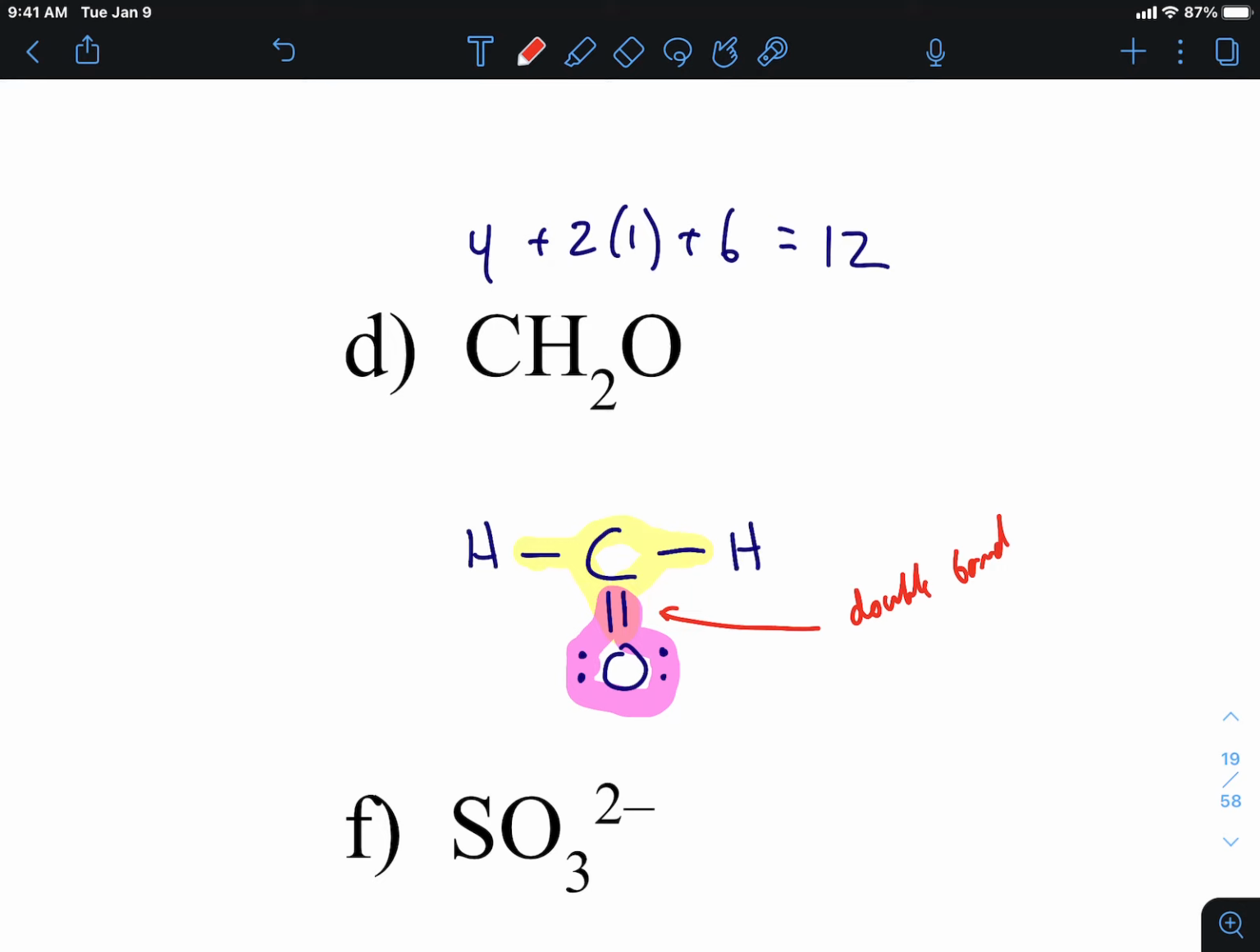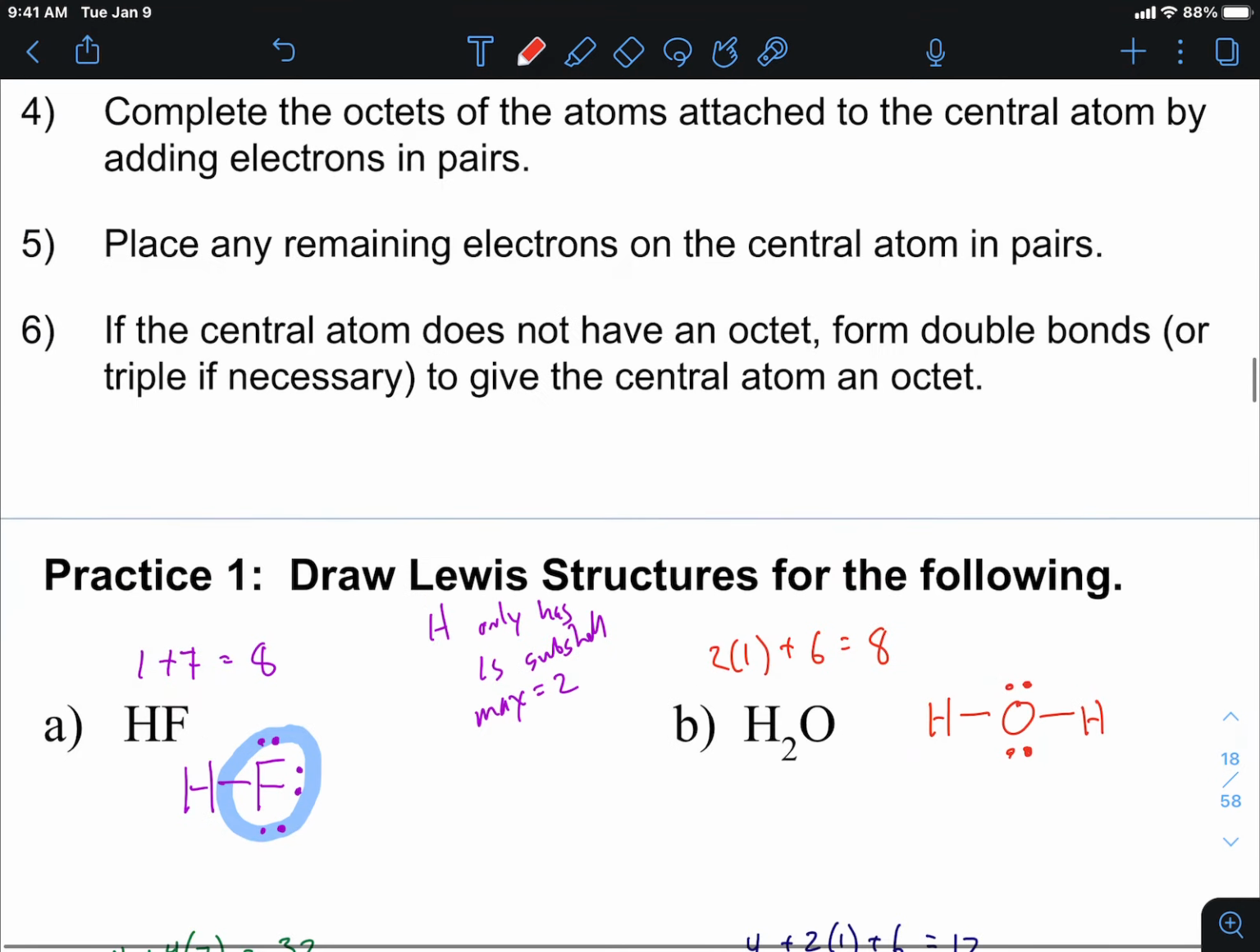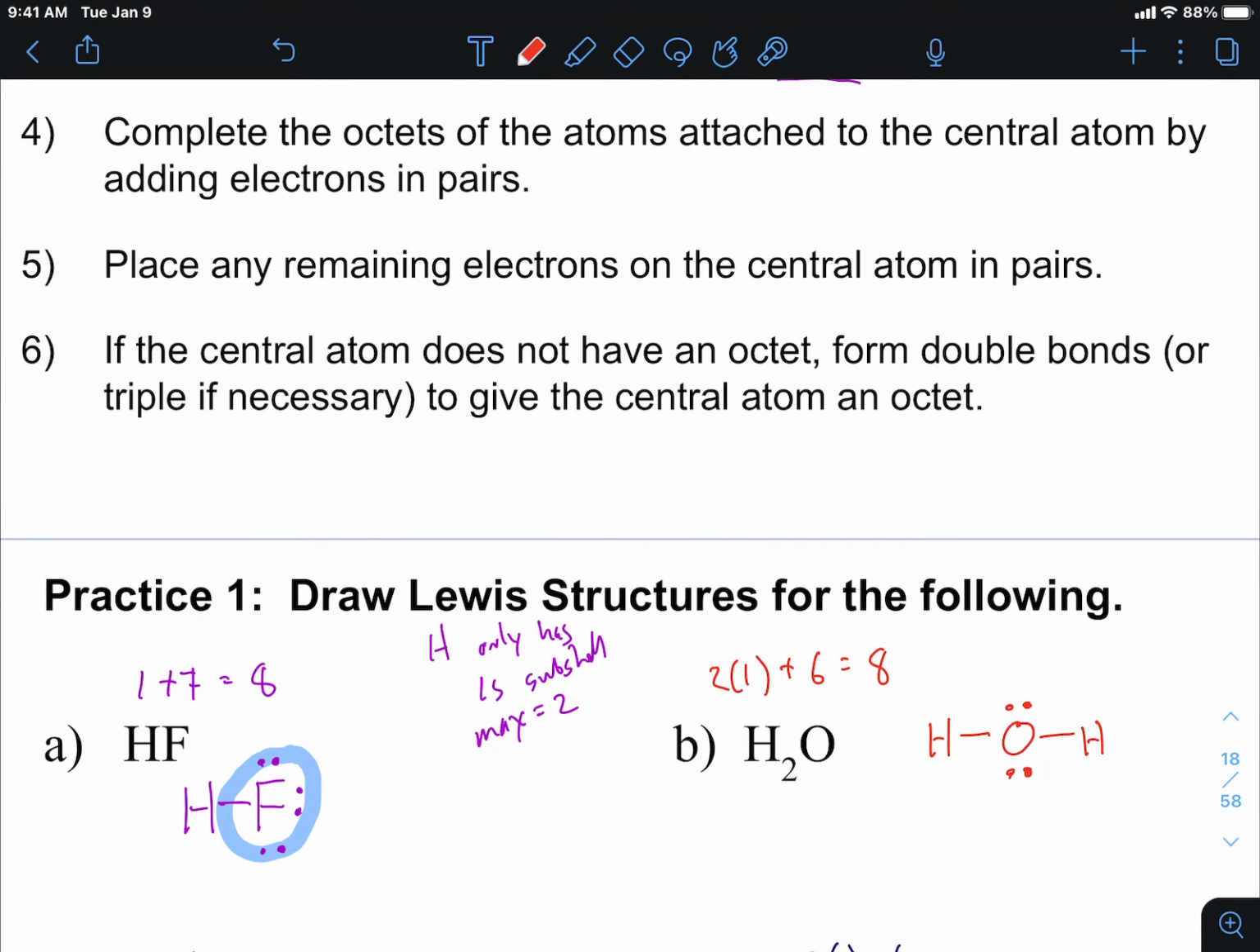And that's going to happen every now and then. When you run out of electrons, you need to make a multiple bond. All right, let's add that to the rules as well. Oh, it's already a rule. Rule number 6: if the central atom does not have an octet, form double bonds or triple bonds so that you have an octet. Okay?